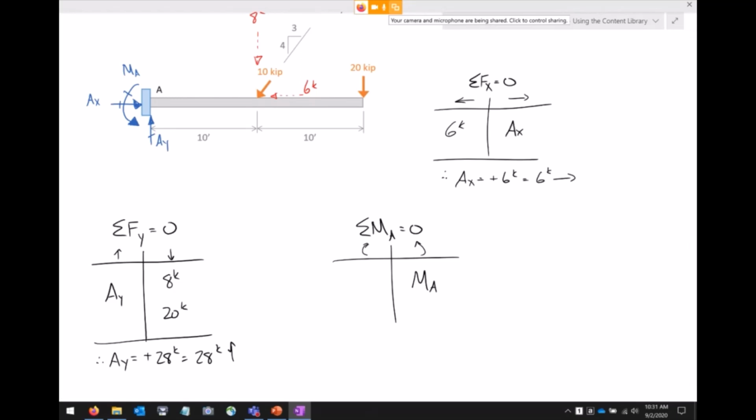And then everything else I just handle like I've done throughout the semester. So the 8 kips generate clockwise moment at a moment arm of 10 feet, and then the 20 kips generate moment at 20 feet. And so 8 times 10 is 80. 20 times 20 is 400. So 400 plus 80 is 480. Therefore, the moment at A comes out positive 480 foot kips.